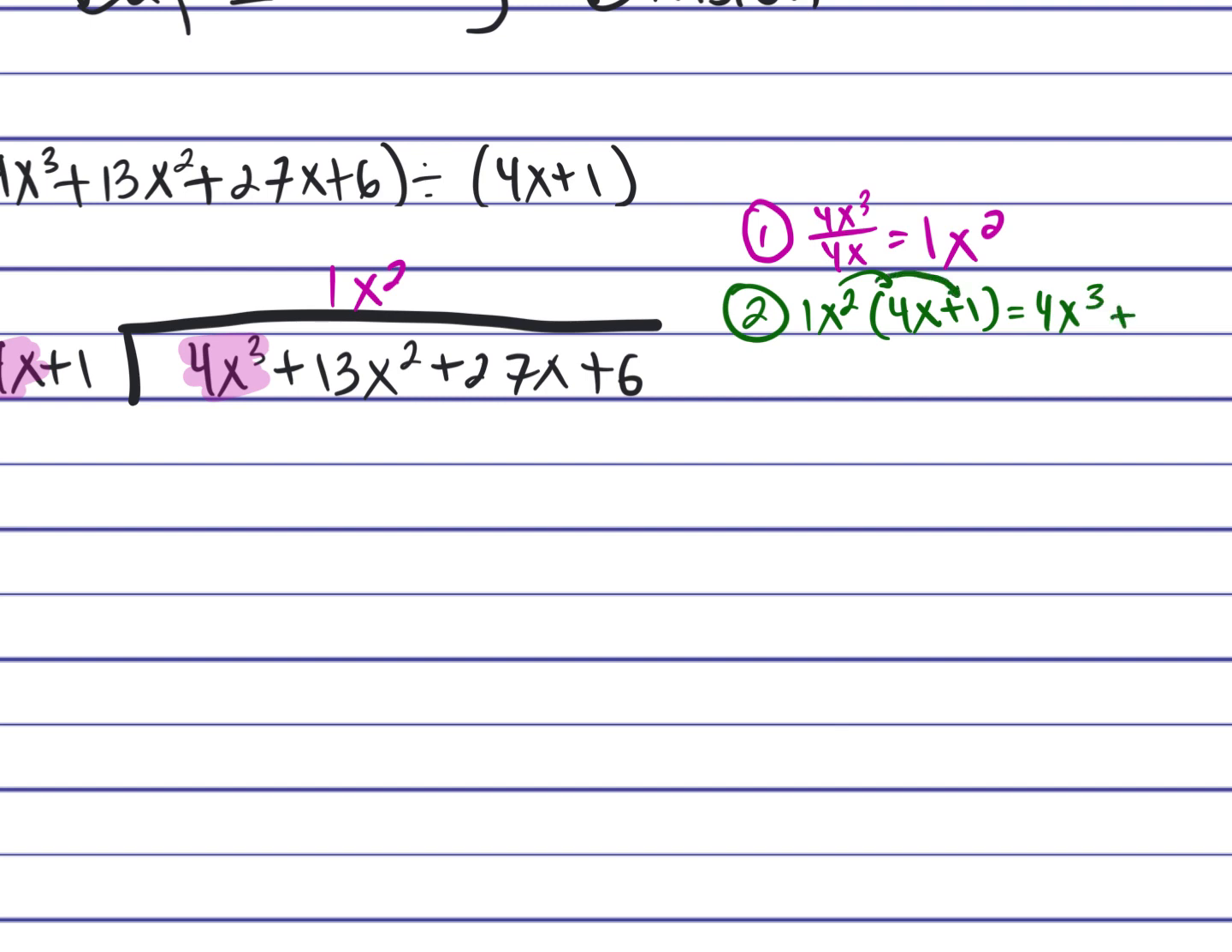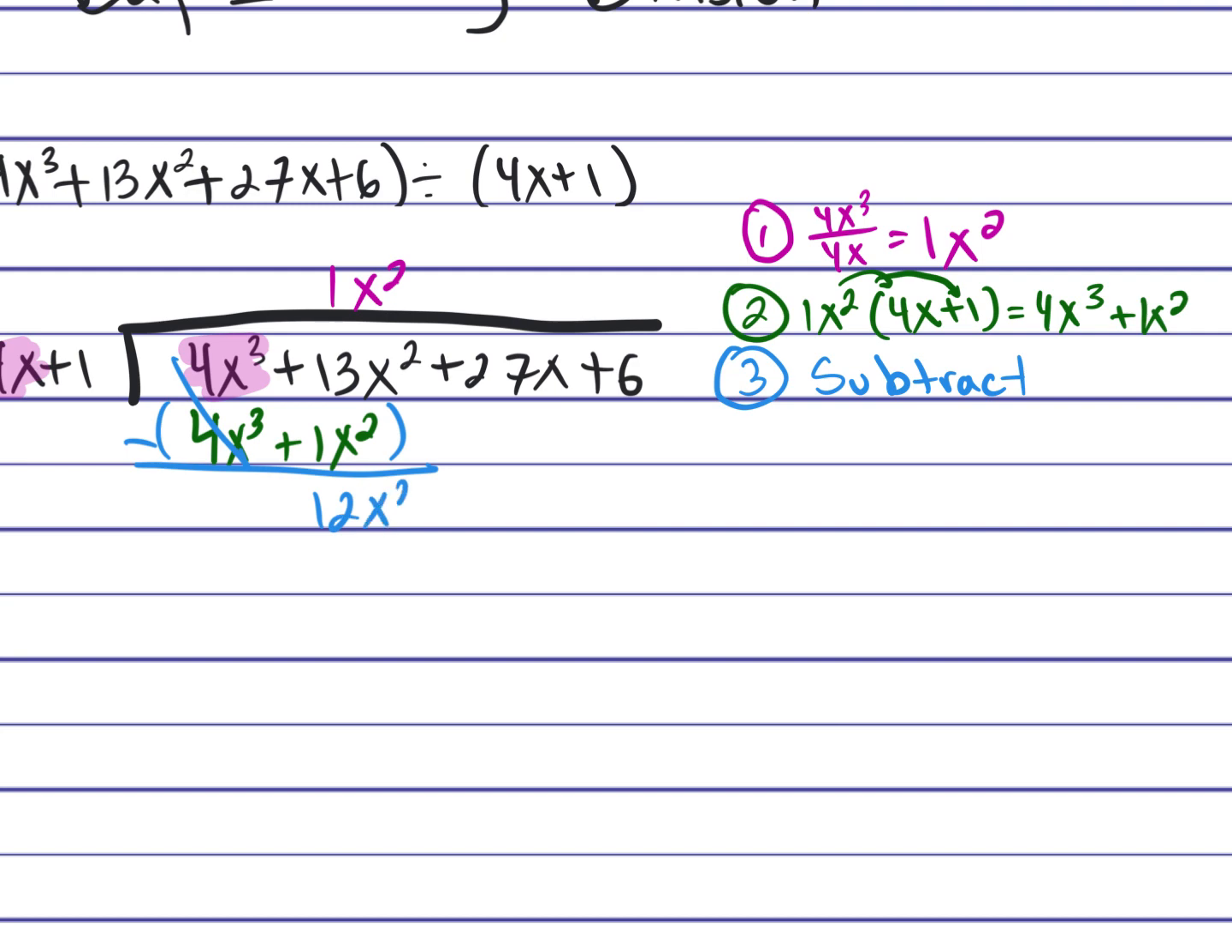Multiply again, multiply the numbers. Can't do anything to the x's, so we keep it as it is. Like that. Now, I'm trying to set it up for my next step, which is to subtract. That means I'm going to line up my terms and subtract them. 4 minus 4 is 0. They cancel out. 13 minus 1 is 12x squared. And now my last step is to bring down my next term. Just like we did in 4th grade.